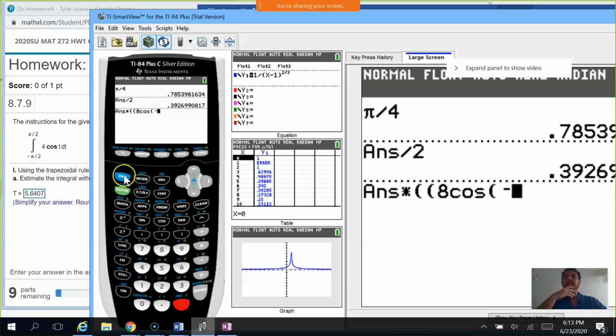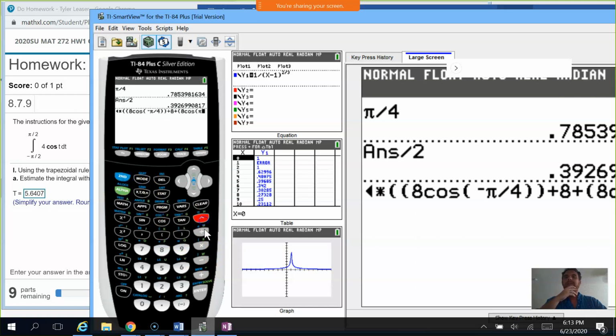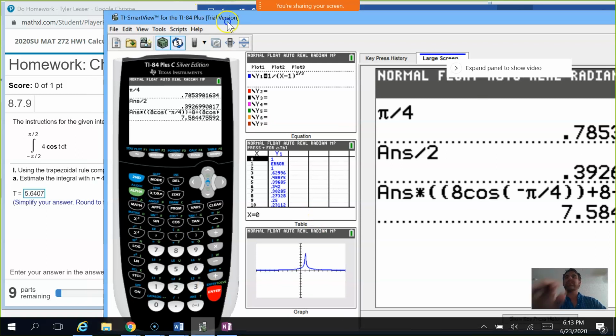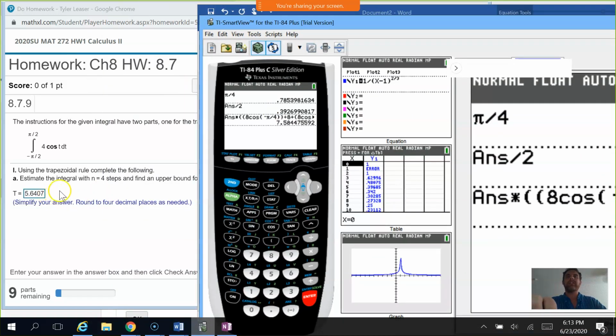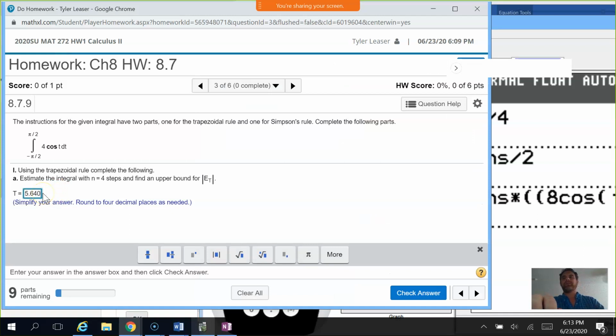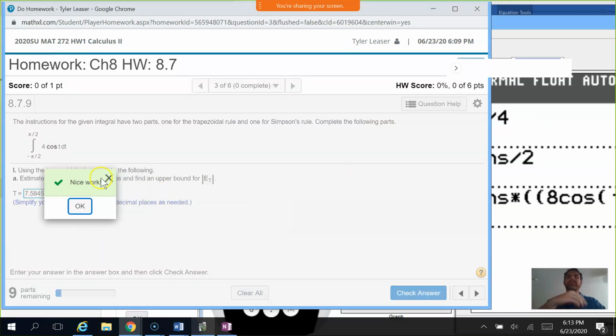cosine of negative pi over 4. Okay, that plus 8 cosine of 0 is just 8, plus 8 cosine of positive pi over 4. And then the last one's also 0. Now I got something different this time: 7.5845. There we go. All right, I must have typed in something funny on my calculator here.